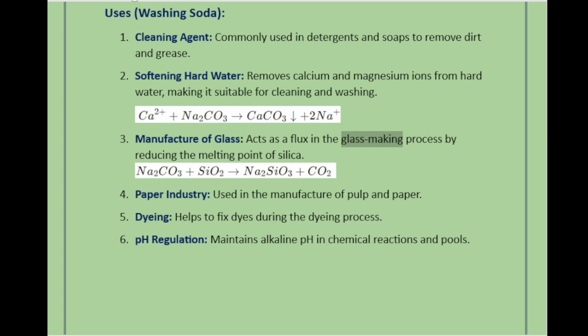Manufacture of glass: acts as a flux in the glass-making process by reducing the melting point of silica. Paper industry, used in the manufacture of pulp and paper. Dyeing, helps to fix dyes during the dyeing process. pH regulation, maintains alkaline pH in chemical reactions and pools.